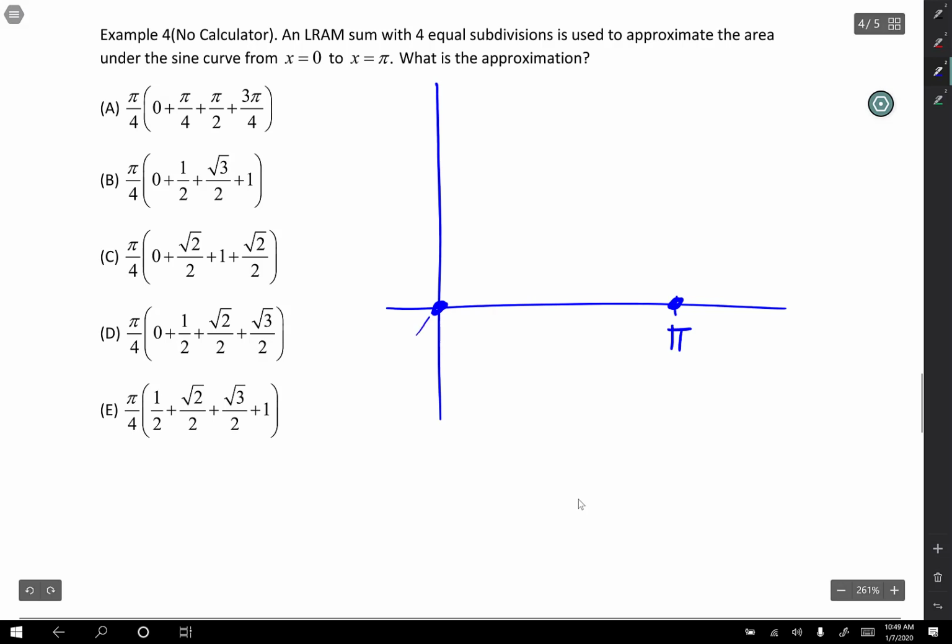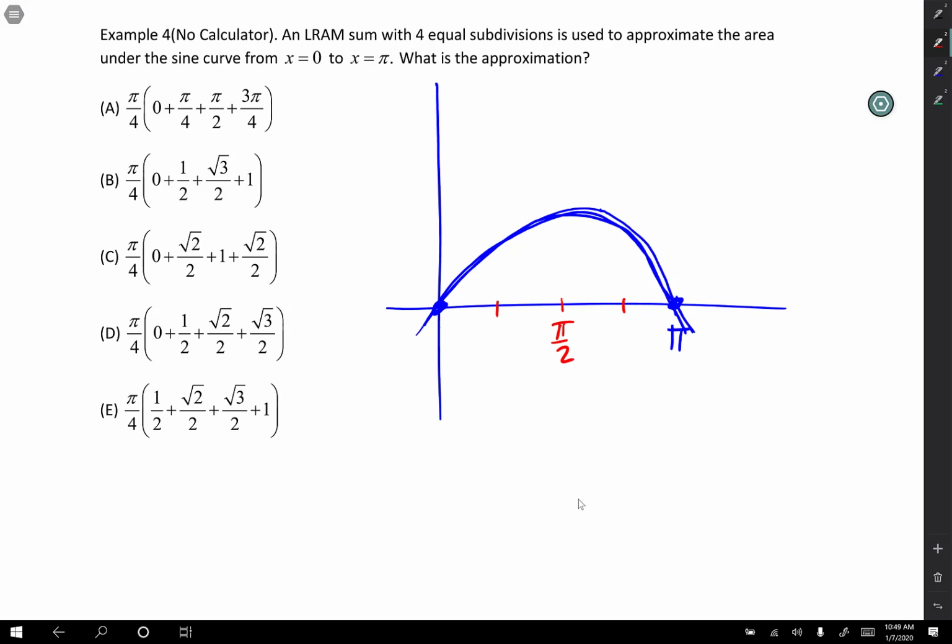So here's how it looks. Not drawn to scale, but there it is, more or less. At pi over 2, that's the highest, which is 1. Since they want 4 rectangles, this is pi over 4, pi over 4 plus pi over 4 is pi over 2, and the next one is 3 pi over 4. What are they doing, LRAM, RRAM or MRAM? LRAM. So here's the first rectangle in red.